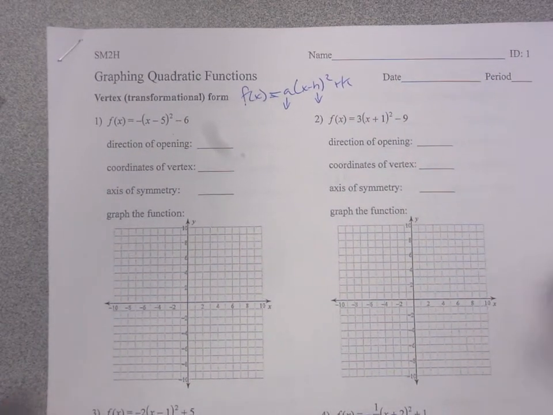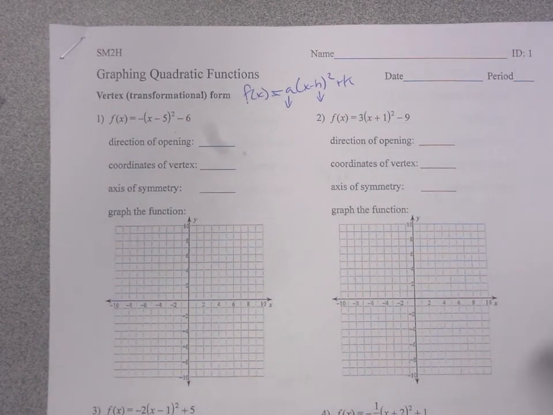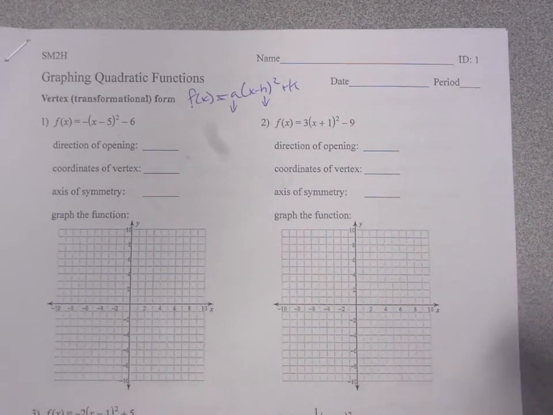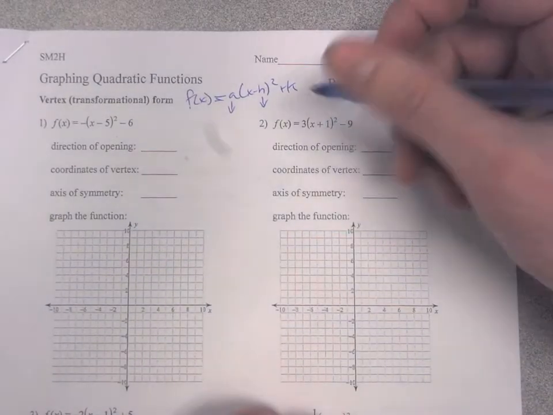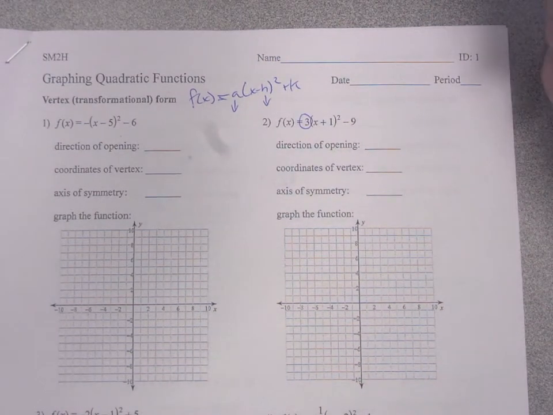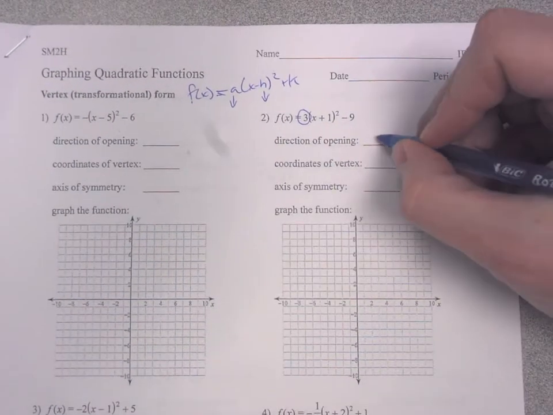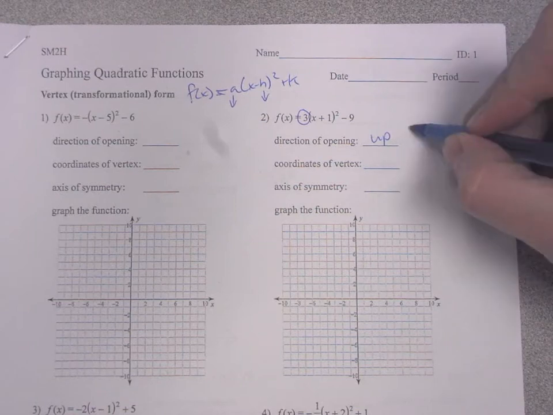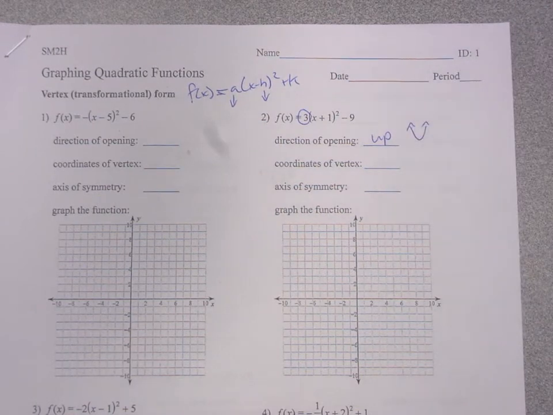Okay. So let's look at some of these here. Let's take a look at number 2. Okay. So in number 2, we see that the A value is positive, and since the A value is positive, I know that this graph is going to open up. In other words, it's going to look something like that.